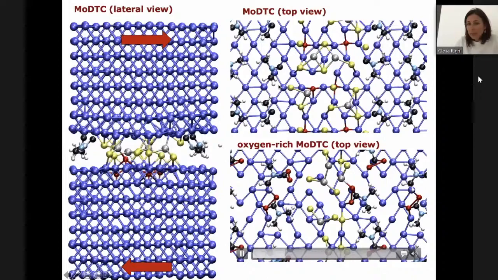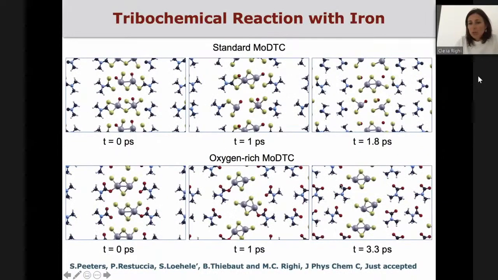But if you look at the pictures on the right, you can immediately see that in the case of oxygen-rich compounds, central units of the molecule containing just sulfur and molybdenum atoms are released, while oxygen atoms remain attached to the carbamate groups. So this could be regarded as a favorable situation for forming a molybdenum disulfide layer by the connection of this central unit.